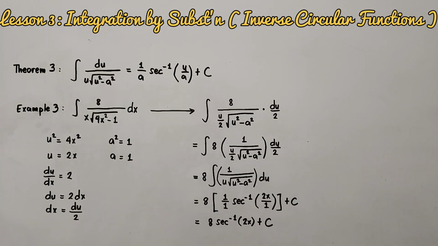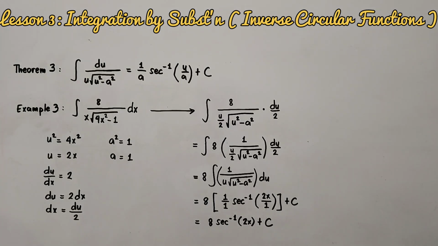We will now rewrite the given in this form. The integral of 8 over. Why do we have u over 2? Because u is equal to 2x and x is just half of the u. Therefore, we will just change x by u over 2. And the square root of u squared minus a squared times dx, we will change dx by du over 2. And that is equal now to 8 times the quantity 1 over u over 2 square root of u squared minus a squared du over 2. We can cancel out 2 below the du and 2 below the u.